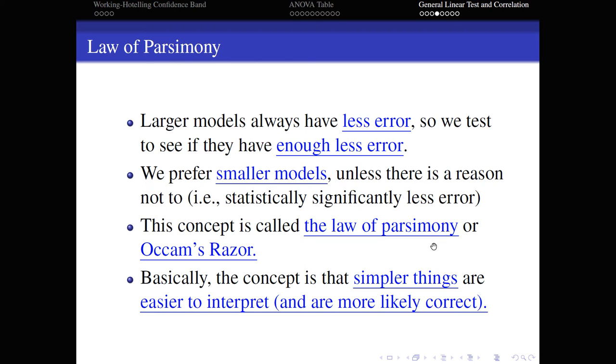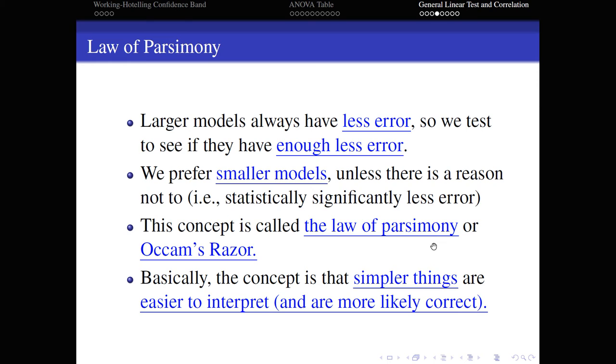And that's what a lack of significance would mean. If we don't have a statistically significant difference, what that means is that we can't tell that the larger model's doing a better job. We can't tell that the larger model has a non-zero impact. So if we can't even tell the difference between a smaller model and a larger model, or a model with less variables and a model with more variables, then why would we use a model with more variables?